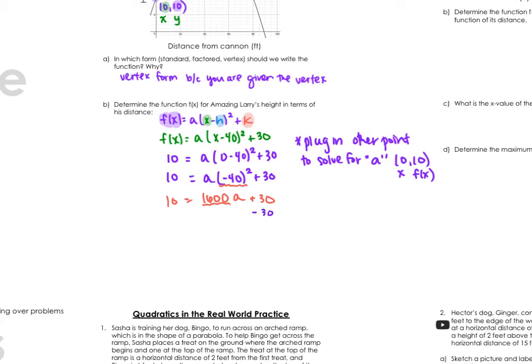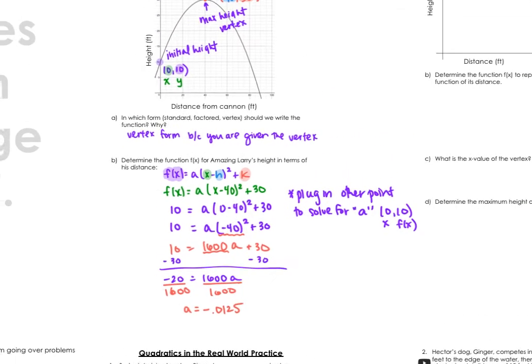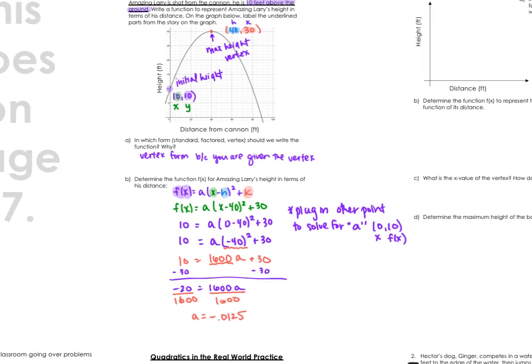We're going to subtract 30 from both sides. So I have negative 20 equals 1600 a. And to get a by itself, we're going to divide both sides by 1600. So we get a equals negative 0.0125. And a should be negative. That's what you would expect considering this is concave down.